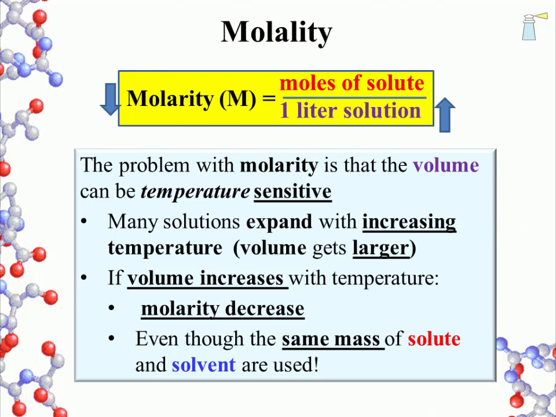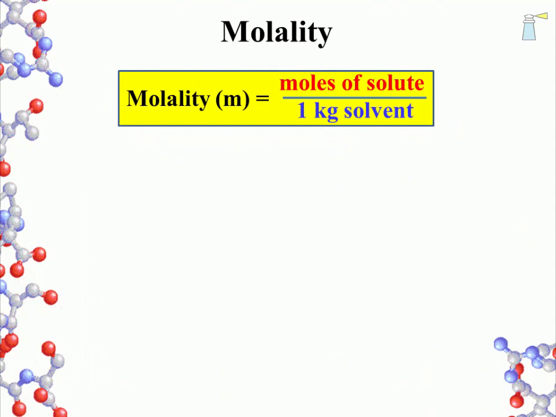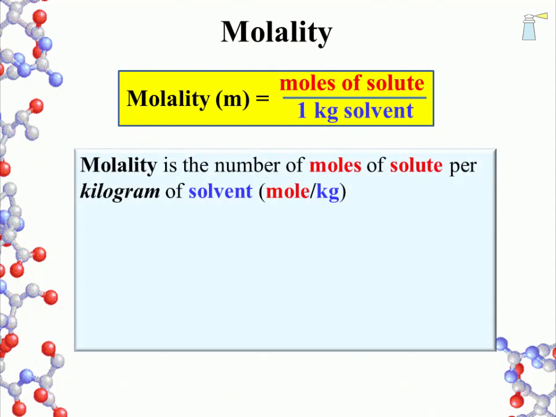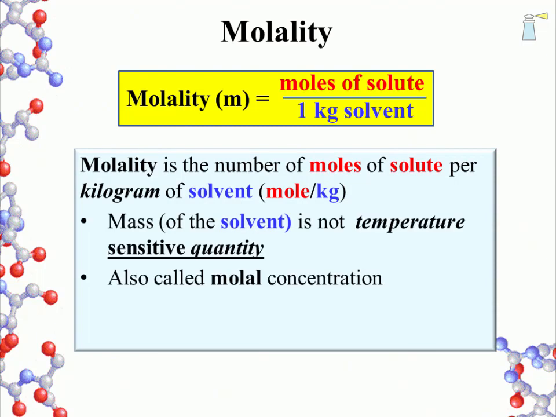That makes molarity a less than optimal concentration scale for some processes, especially those processes that are accompanied by a temperature change. Consider molality. It is the number of moles of solute per kilogram of solvent, moles per kilogram. Importantly, the mass of the solvent is not temperature sensitive. Molality does not vary with temperature like molarity does. This makes molality the optimum concentration scale for some processes, especially those that are accompanied by a temperature change. It is also called molal concentration. Molal is used with molality like molar is used with molarity.